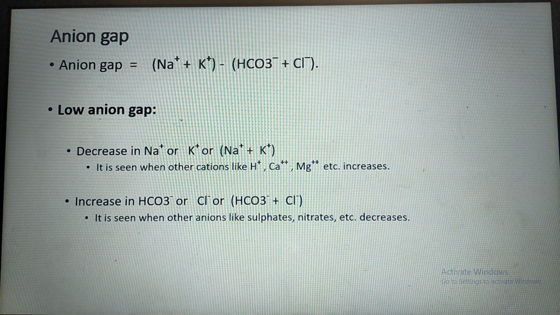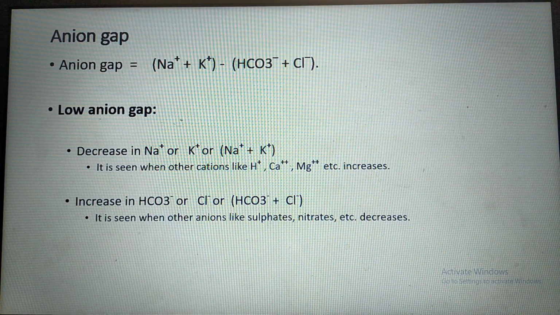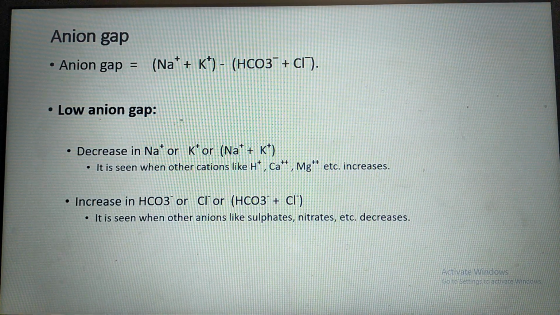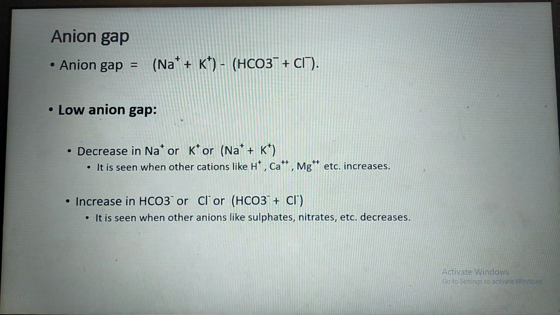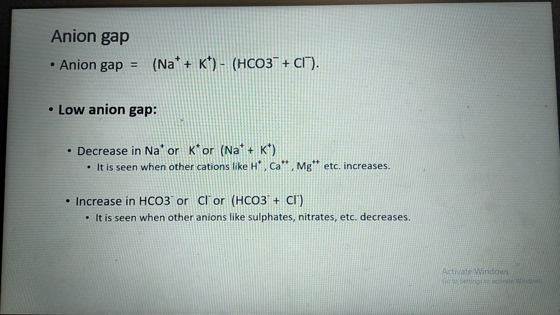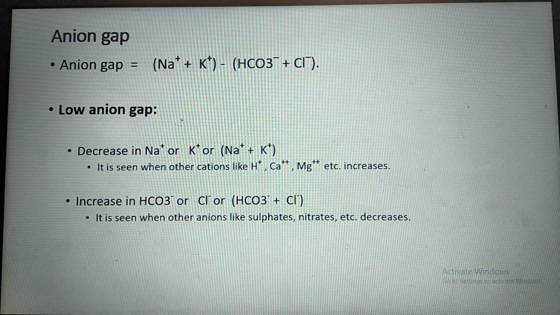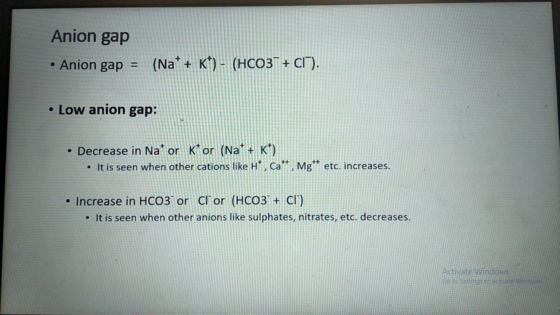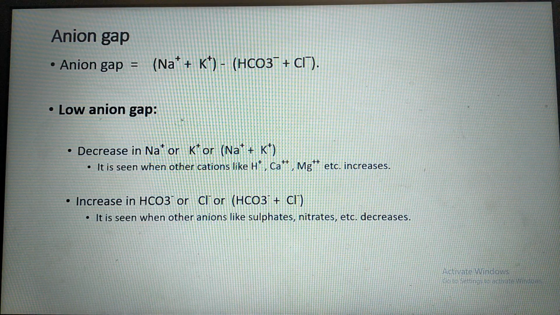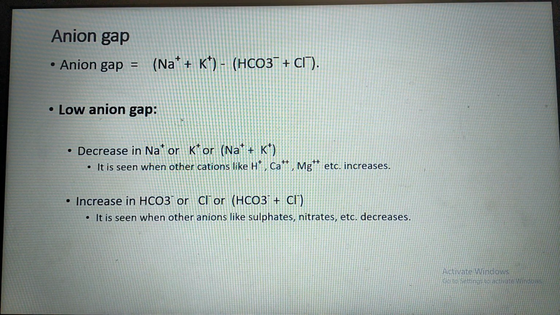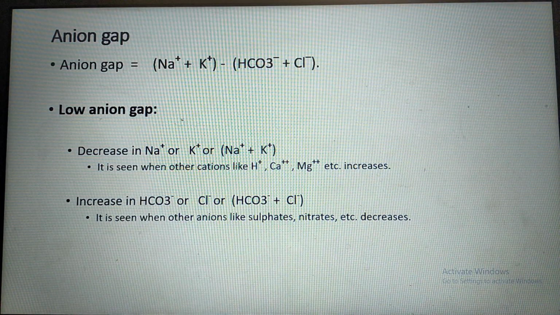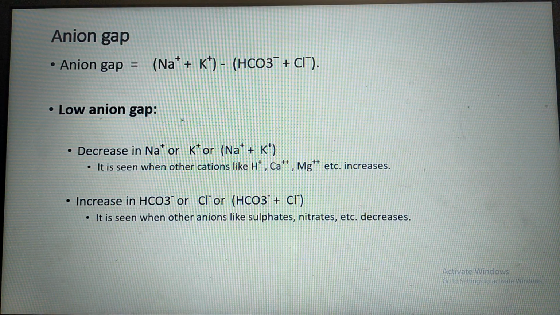When will you get it? If the sum of sodium potassium decreases, in which condition will they decrease? If the sum of other cations increases, like H plus ion, calcium ion, magnesium ion, then to maintain the electrical neutrality, the body will excrete sodium and potassium. So the sum of sodium potassium, or sum of measured cations, decreases, whereas bicarbonate and chloride remain normal. So in that condition you will get a low anion gap.